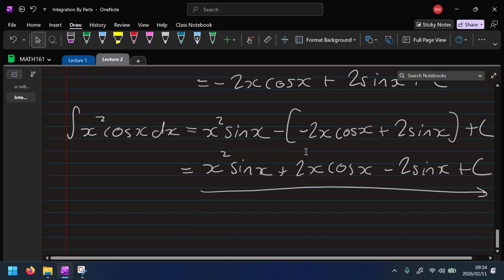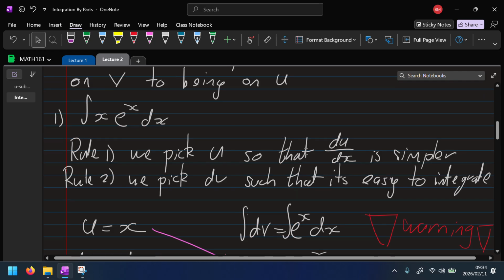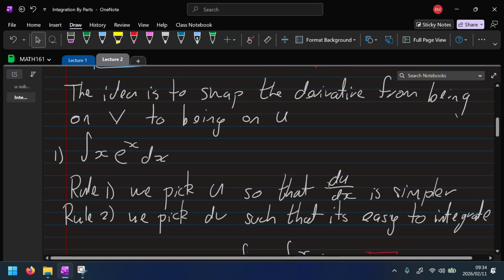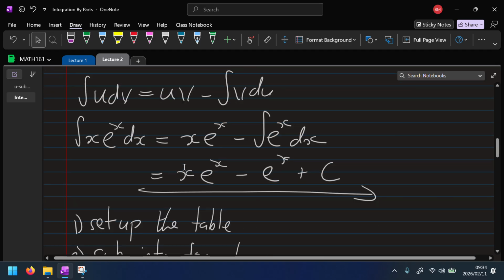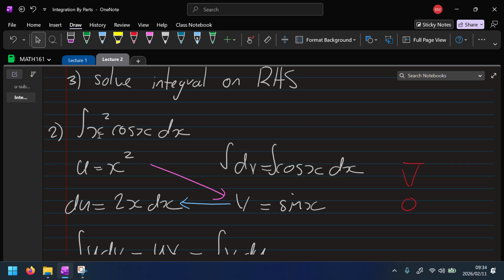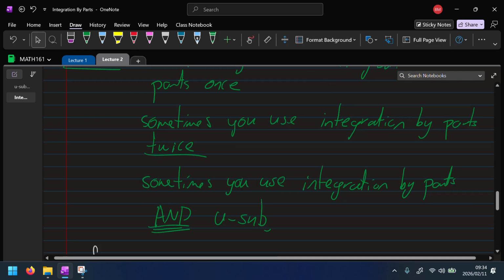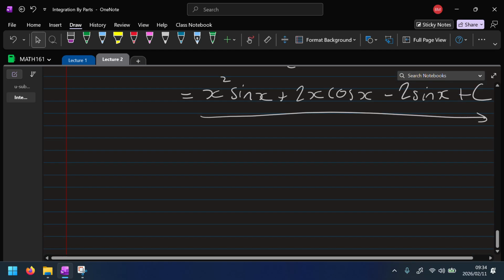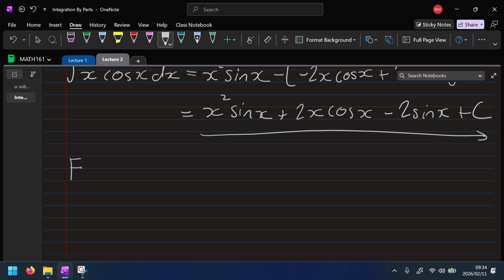Okay. So now we're going to go back to this rule number 1 we had here. We pick u so that du by dx is simpler. In this first case, we picked x. In the second case, we picked x squared. So in general, a good idea for u is whatever polynomial part we have for the integral. So we're going to just expand on that rule 1.